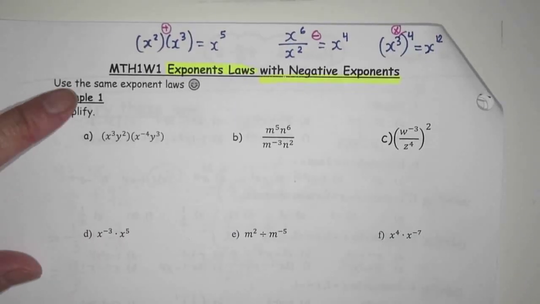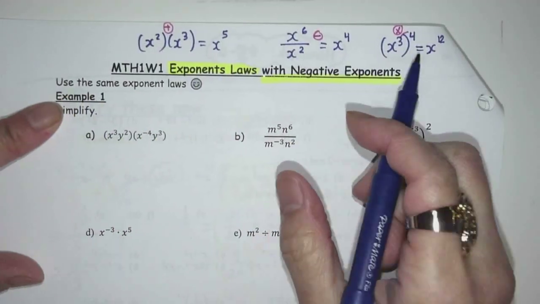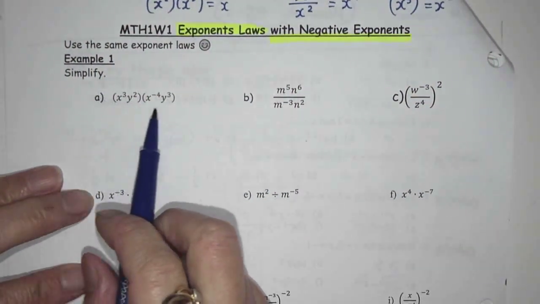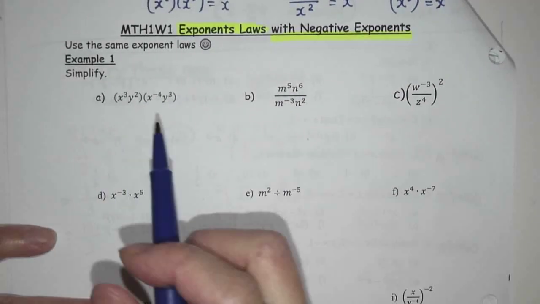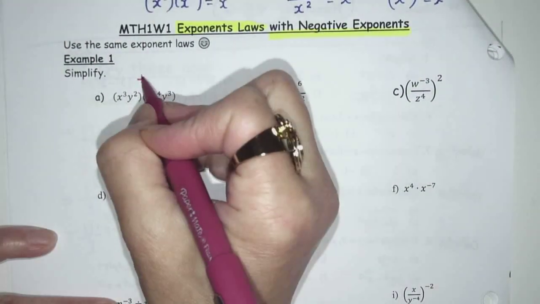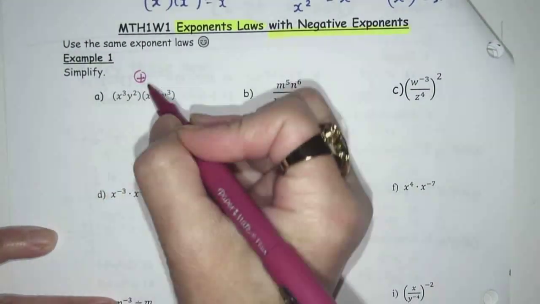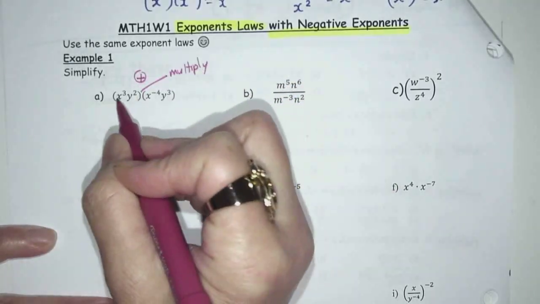So we're using the same exponent laws that we already know in order to simplify. But now look, I've got negatives in the exponent, but the same rules still apply. When you're multiplying, you're going to add the exponents. Multiply means we're going to add those exponents.